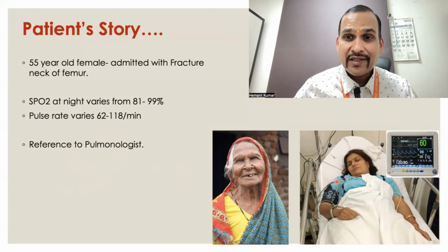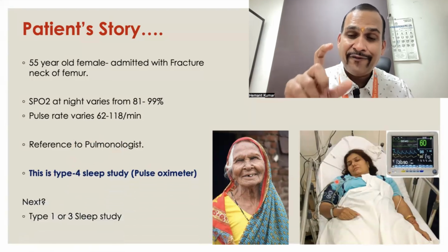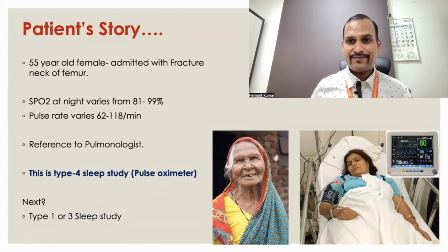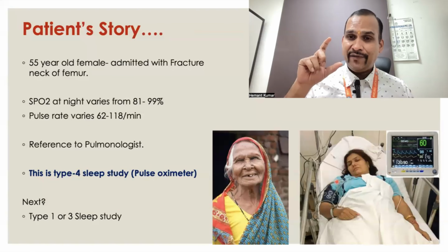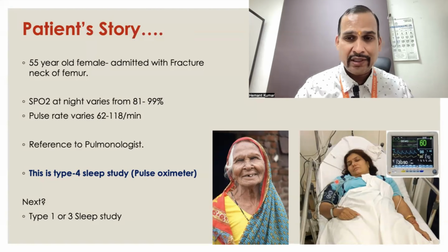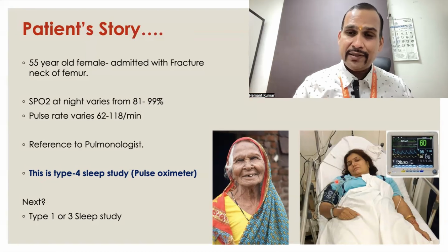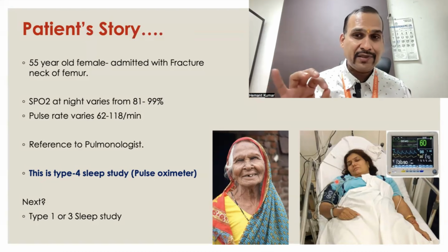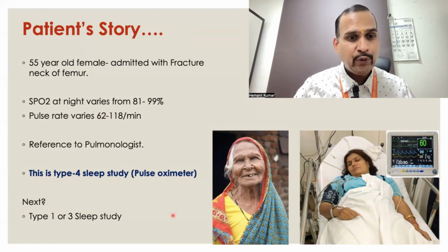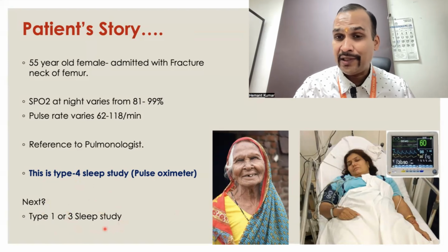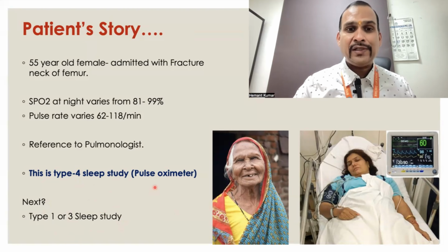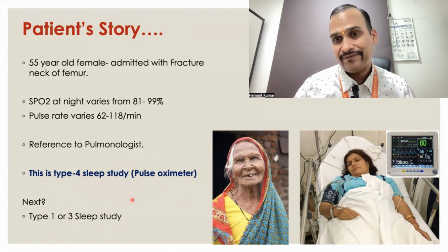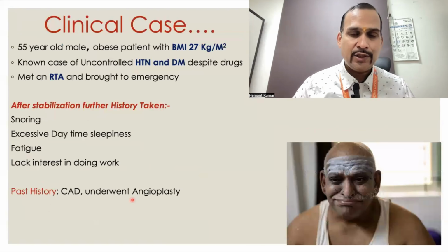So what is this? This is a type 4 sleep study. The patient is overweight and has low oxygen saturation at night. Probably the patient may have obstructive sleep apnea. So we have to do a type 1 or type 3 sleep study for further diagnosis. In this patient, the pulse oximeter was the type 4 sleep study, screening. Okay, so this is the story.